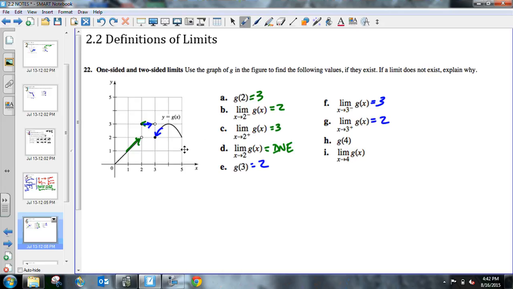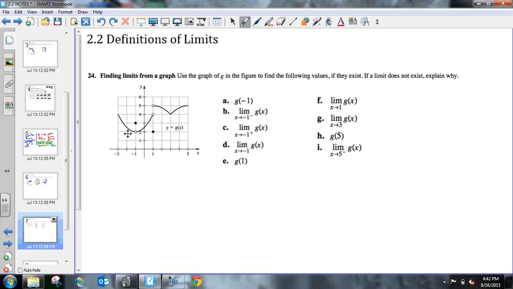Okay, and then it wants to know, well, what's g of 4? If I plug in 4, what's going on there? That's the y value of 3. Okay, and it wants to know what's the limit as x approaches 4 of g of x, and we are approaching 3. So hopefully that makes sense if you look at this from the graph. If you need to rewind and rewatch that to see how I do that, please do.